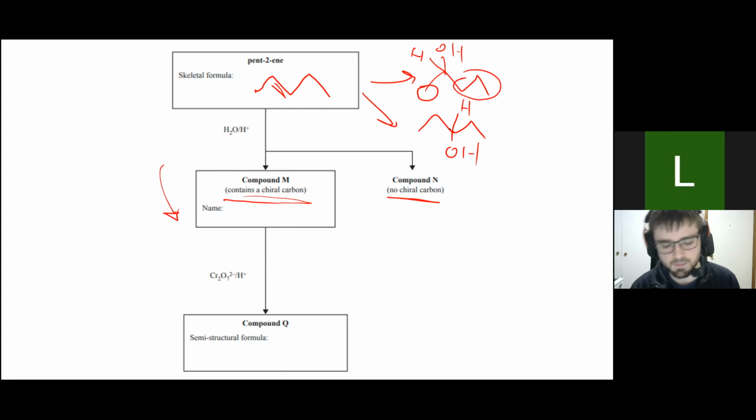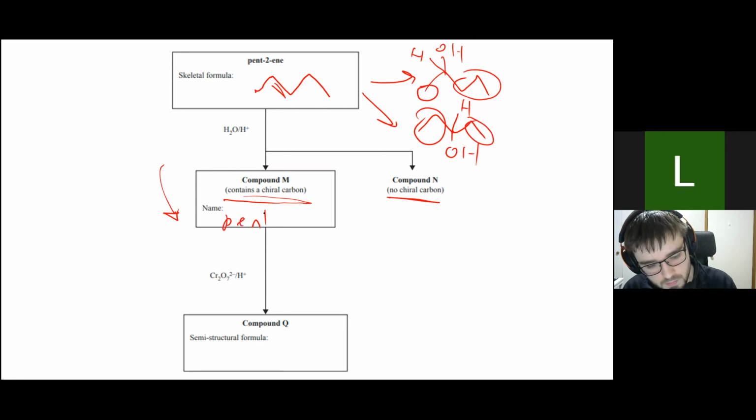This one here looks pretty chiral to start off with, but it has a hydrogen, a hydroxyl, an ethyl, and another ethyl. Because it's symmetrical around that hydroxyl group, it doesn't have stereoisomers. So compound M, which is this, is going to be pentan-2-ol. And the non-chiral one would be this, pentan-3-ol. So remember, we're looking at this.